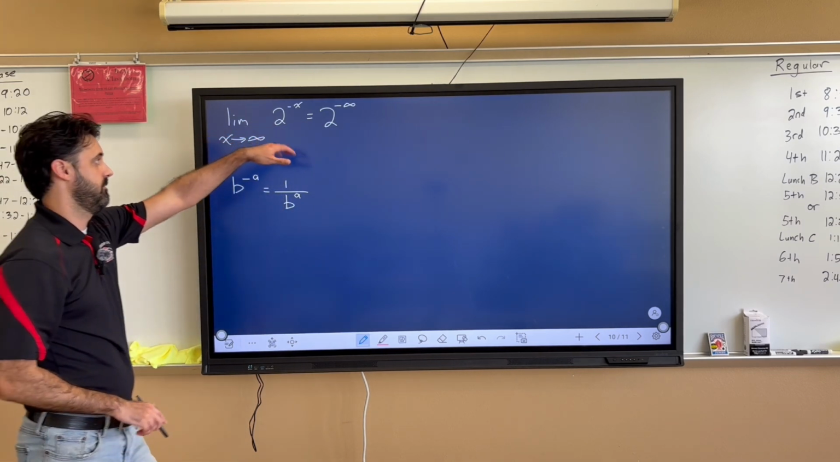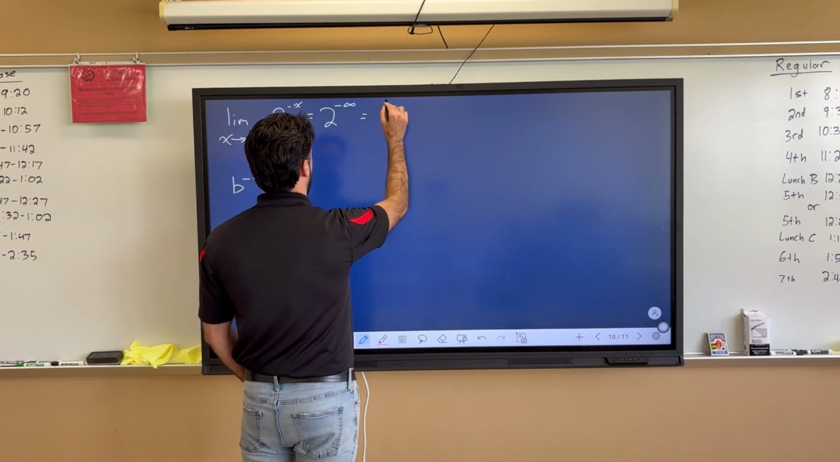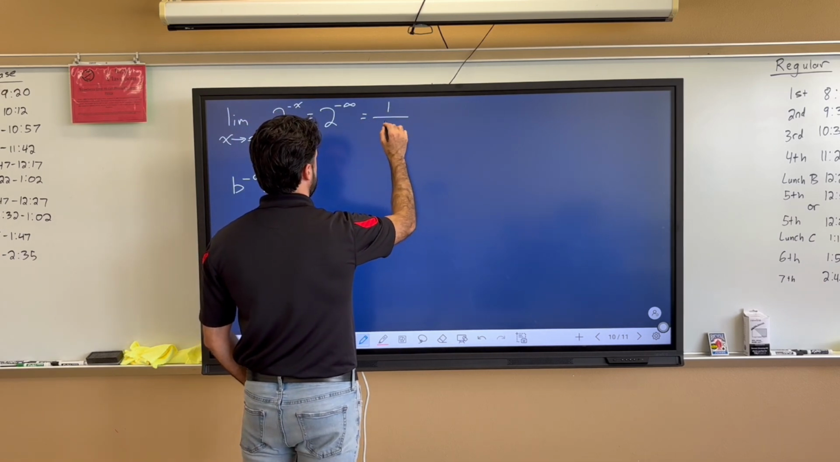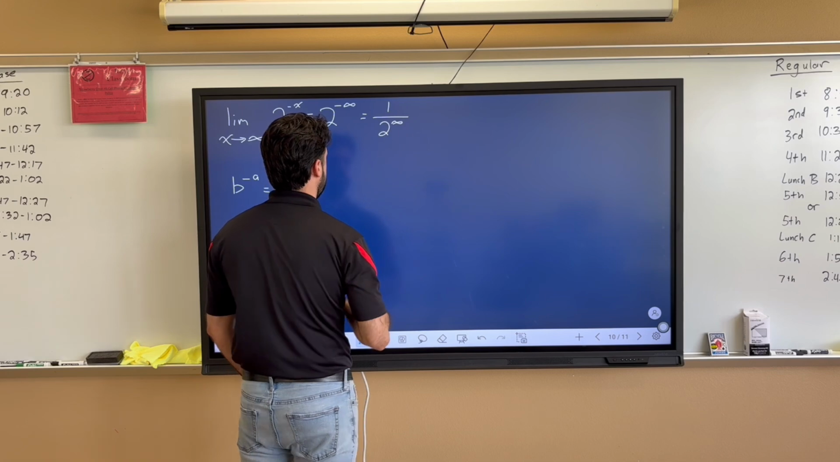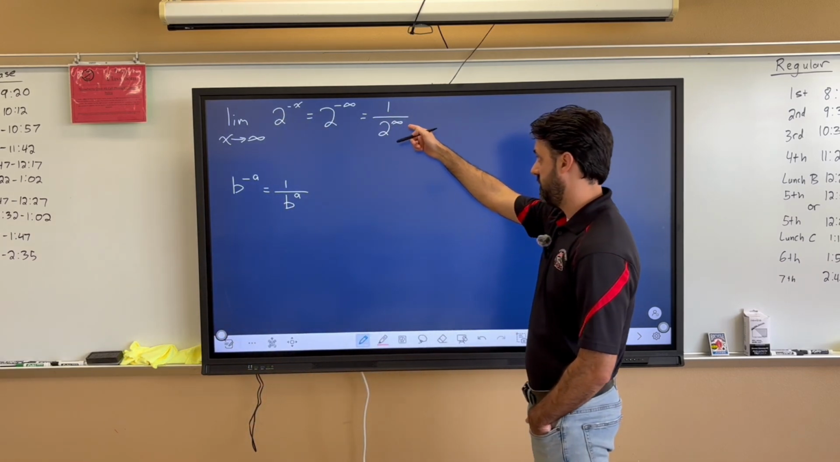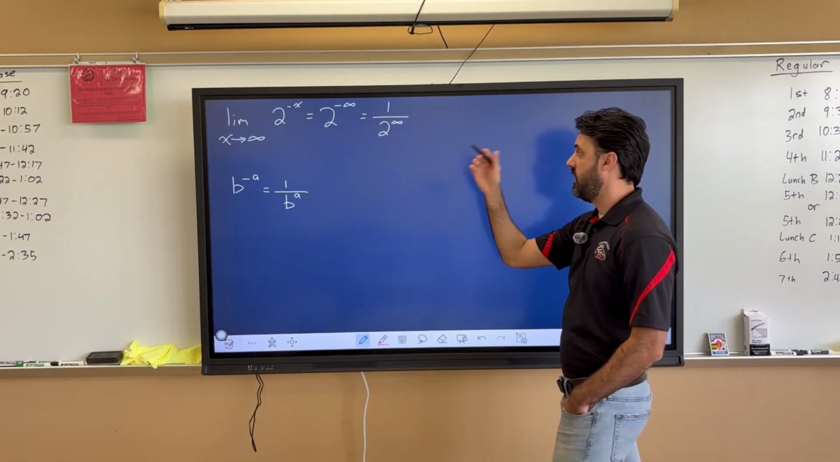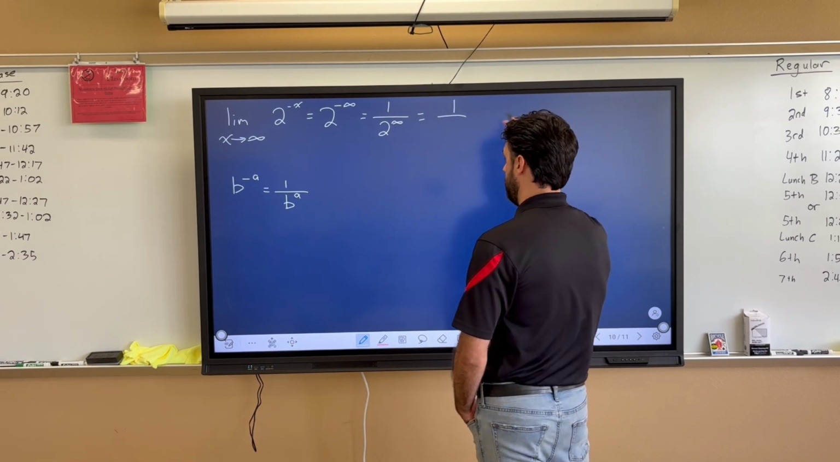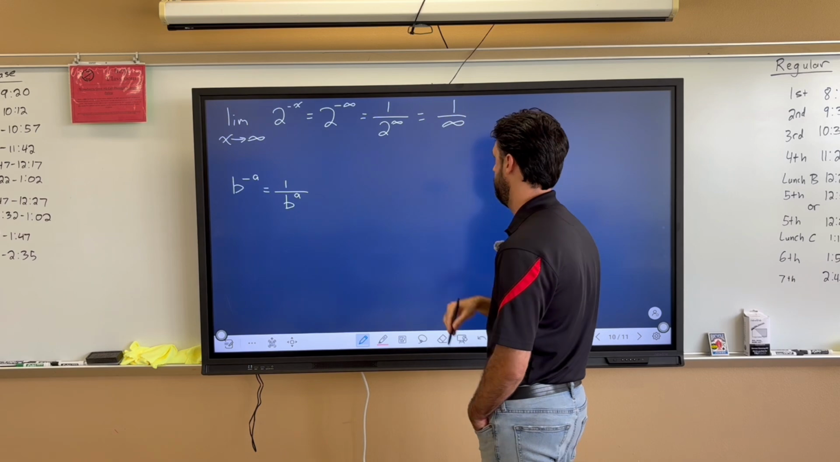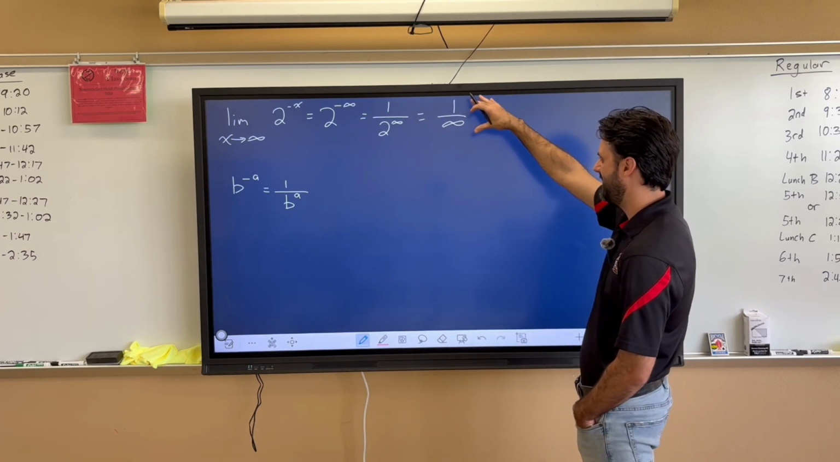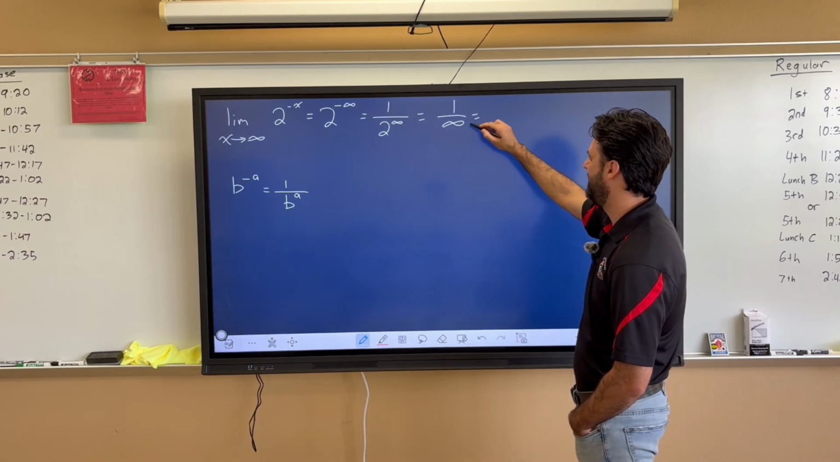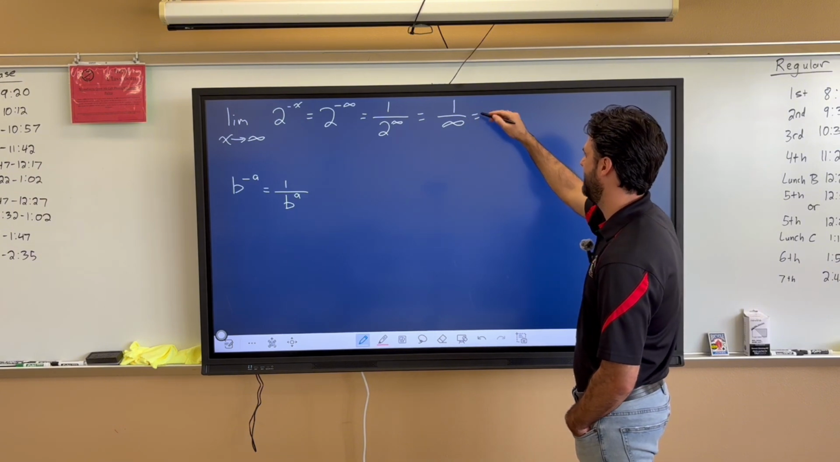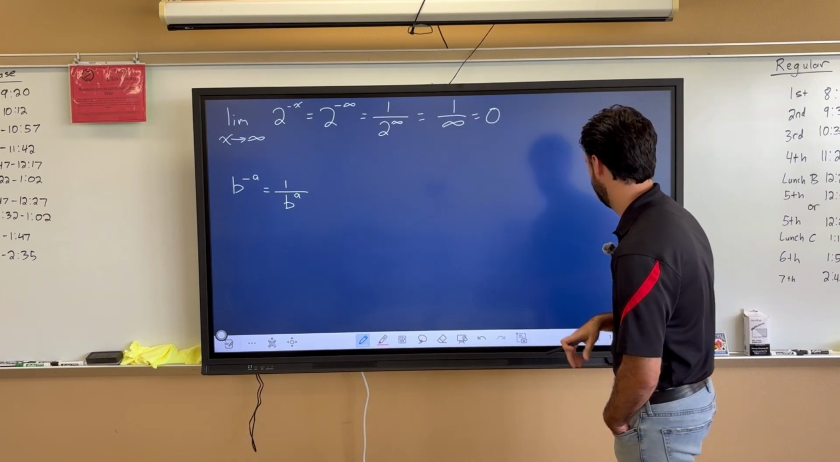So we're going to do the same thing here. All right, so we're going to rewrite this as 1 divided by 2 to the positive infinity. Now, 2 to the infinity, that's just 2 times itself forever. So if we multiplied 2 times 2 times 2 times 2 forever, we would get to infinity. All right, so now we're at 1 over infinity, rather. And if we divide 1 by infinity, that's going to give us 0.